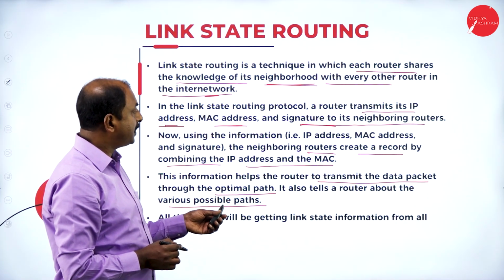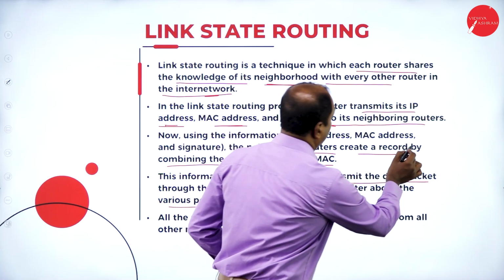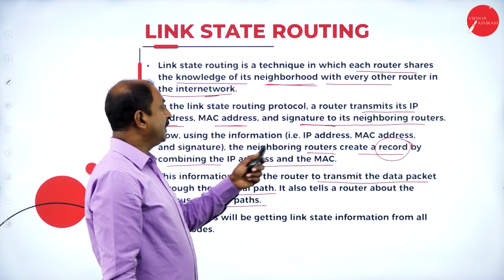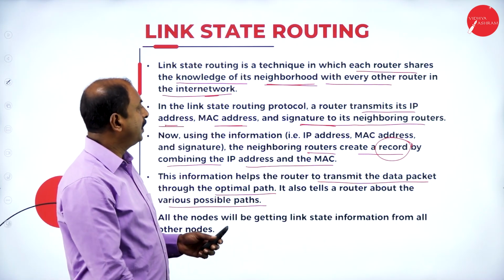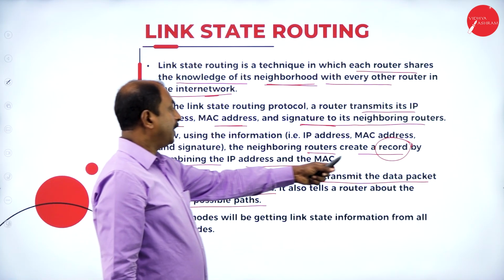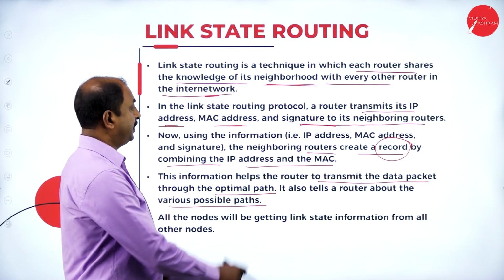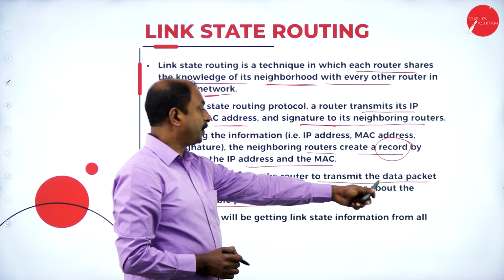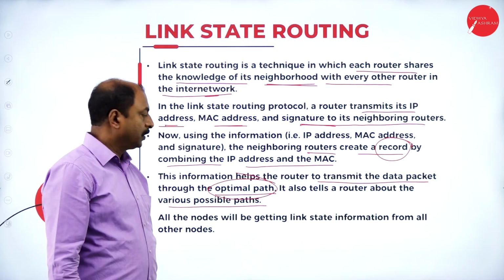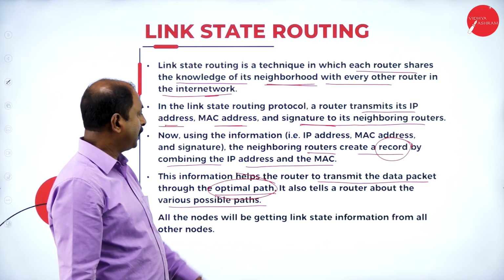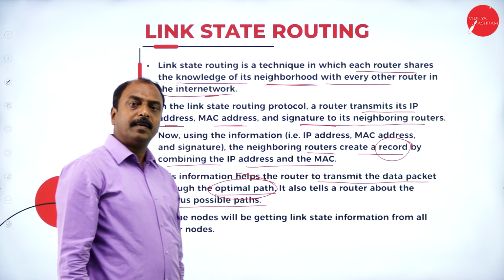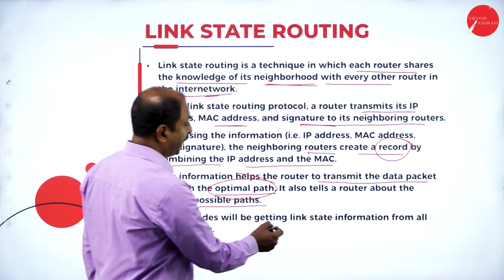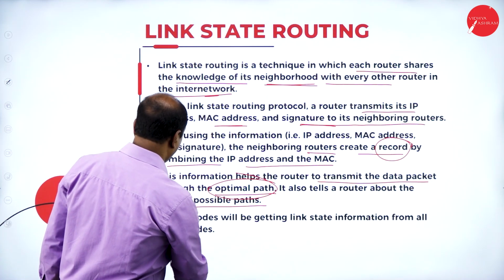So what is the advantage of this? It's going to create a record, which contains information like the IP address and MAC address and other details of a network. It will be created in a router, and the same record is transmitted to the other routers so that any router can select the optimal path, or the best path, among the number of paths available in the network.